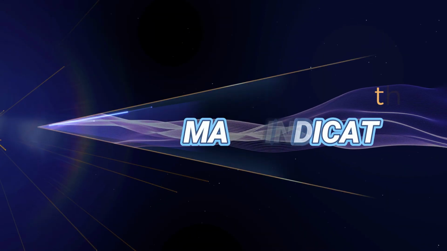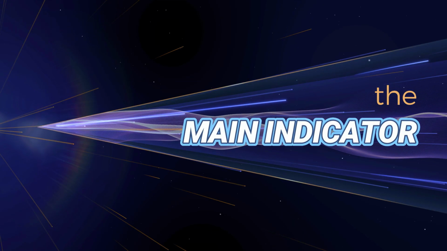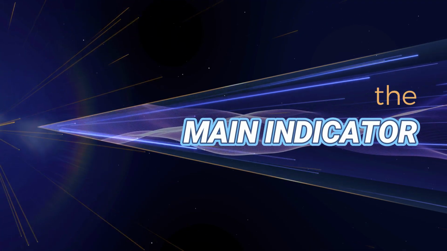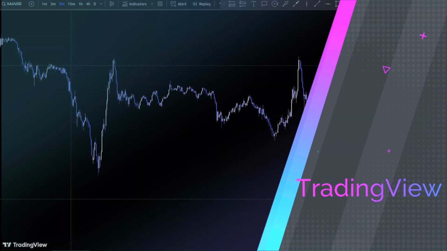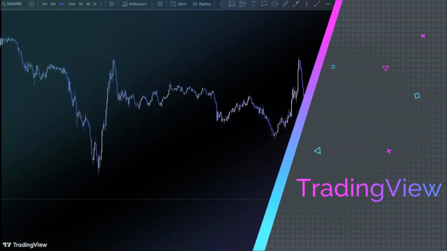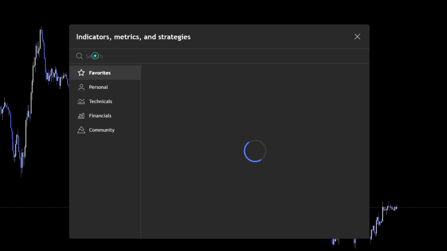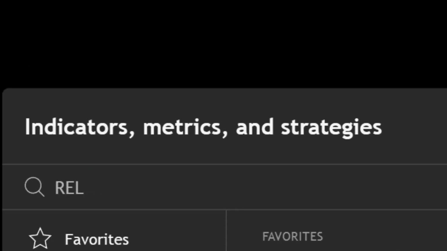Now, the main indicator we'll be using for the system is a real workhorse in the trading world, the Relative Strength Index, better known as the RSI. So let's get it added to your chart. If you're using TradingView, just head up to the indicators button, usually near the top, click that, and in the search bar that appears, type in RSI or the full name, Relative Strength Index.